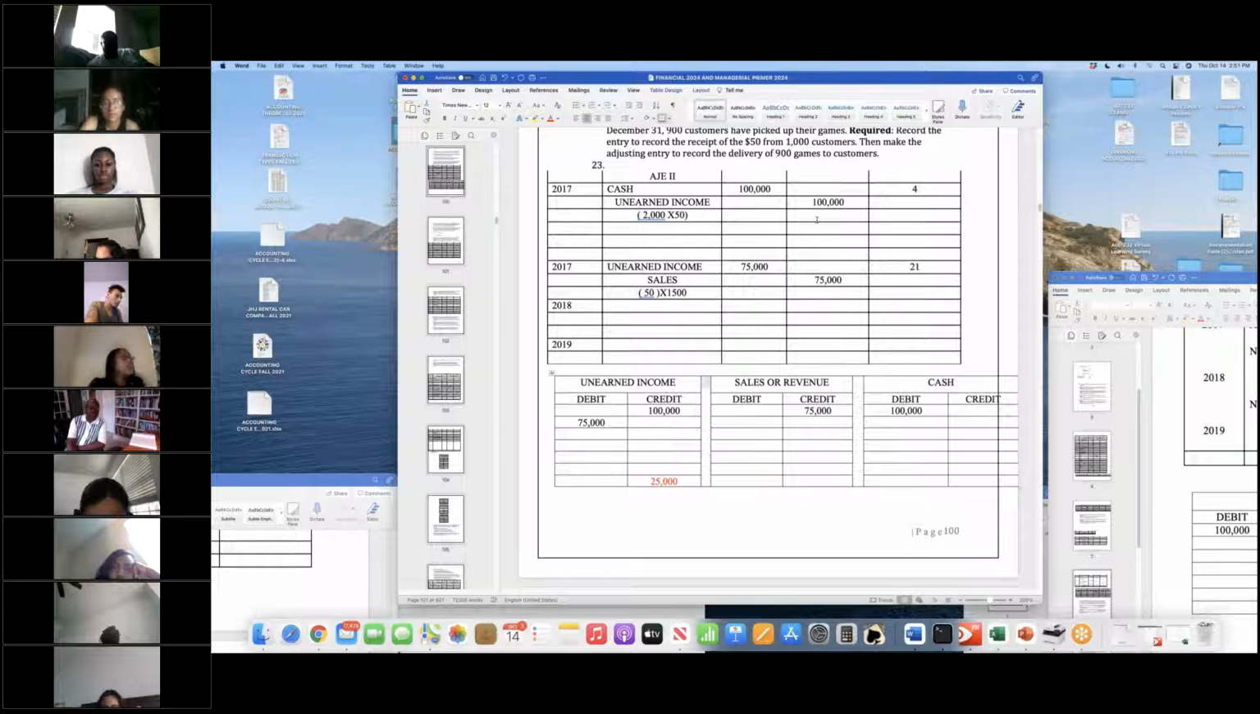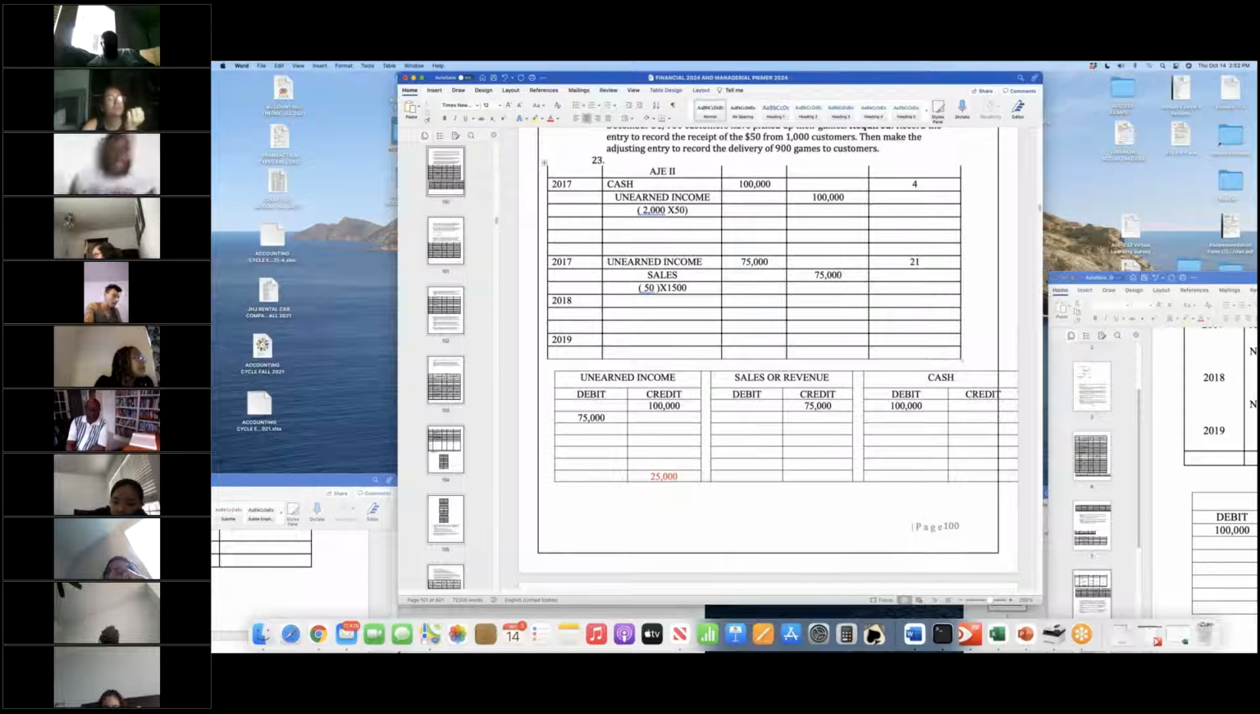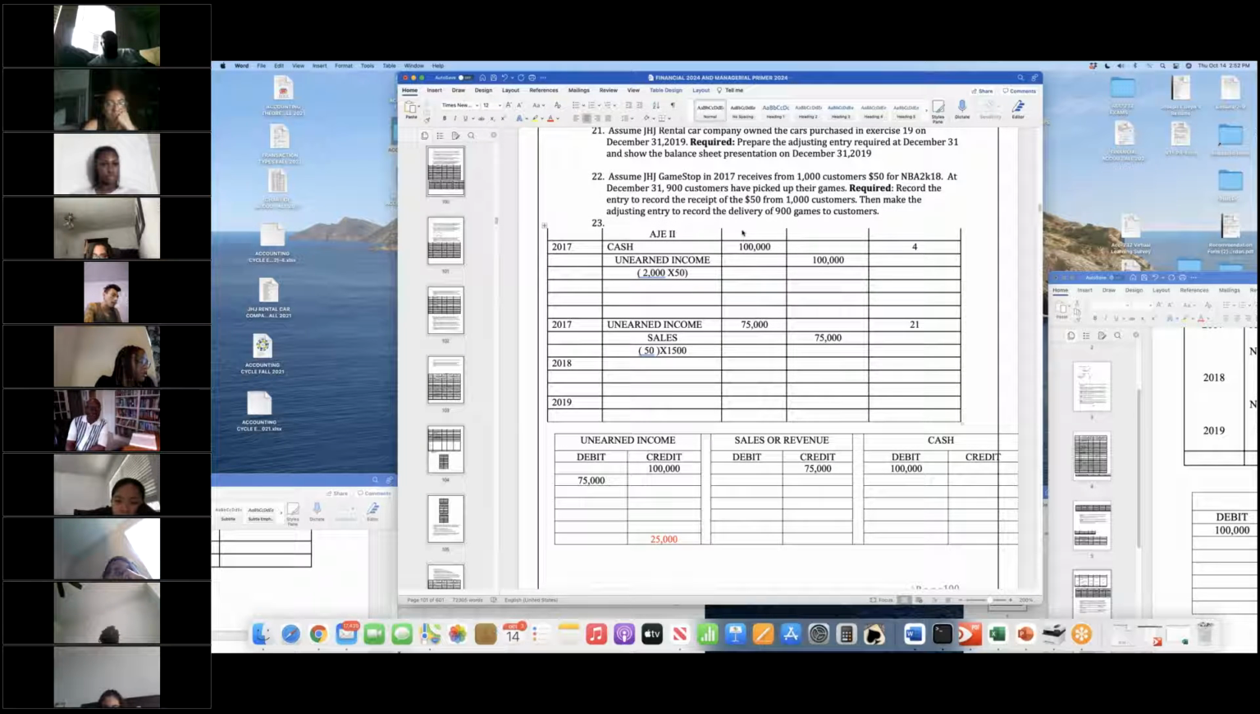That's a liability. Once we deliver these games, we move it from the unearned account to the earned account. When it's in the unearned account, it's on the balance sheet. When it's in the sales revenue account, then it can go to the income statement, which is where we ultimately want it. So let's do one more.